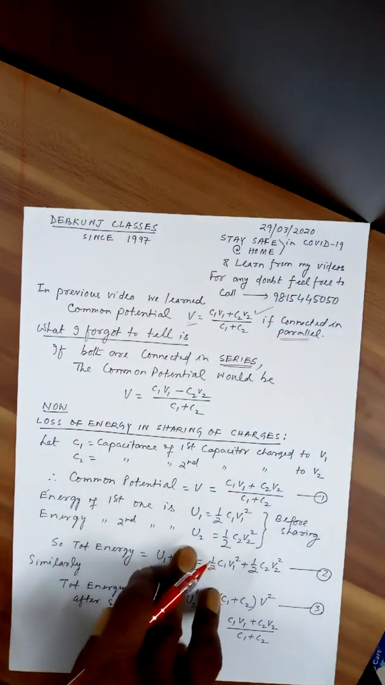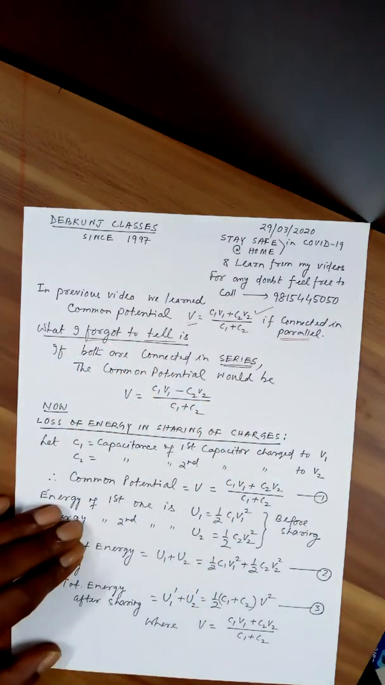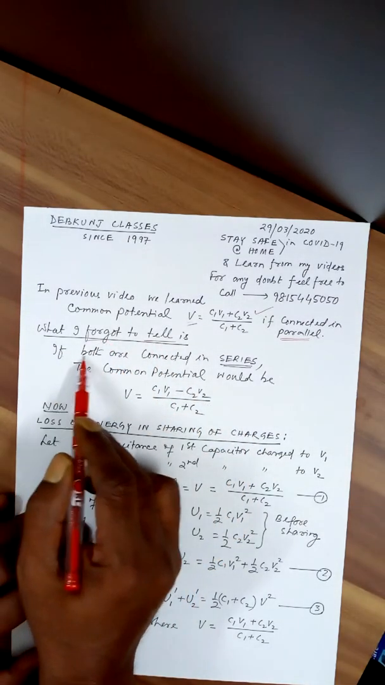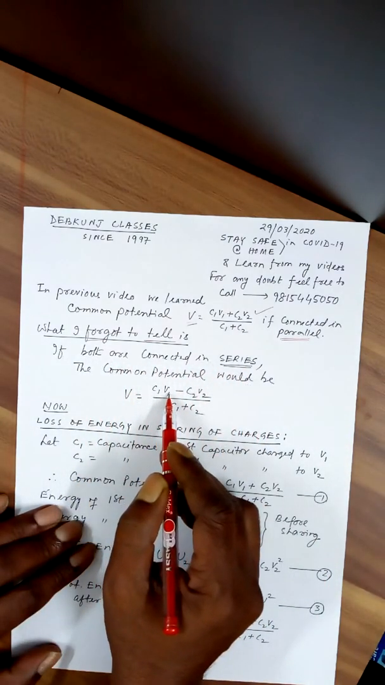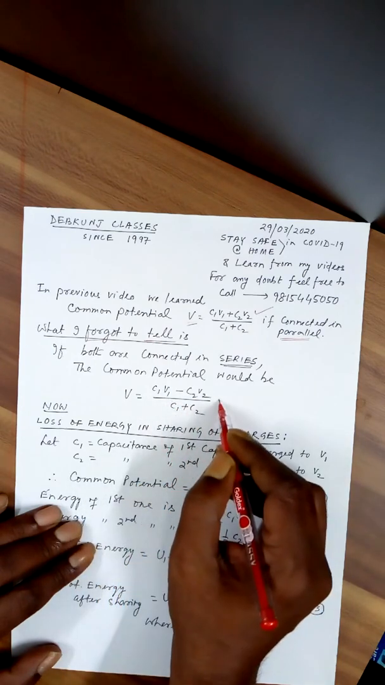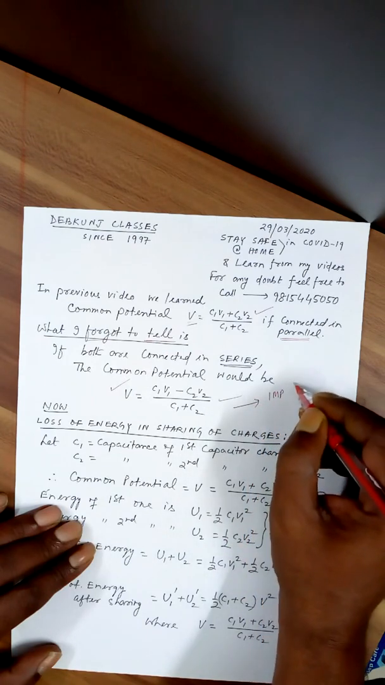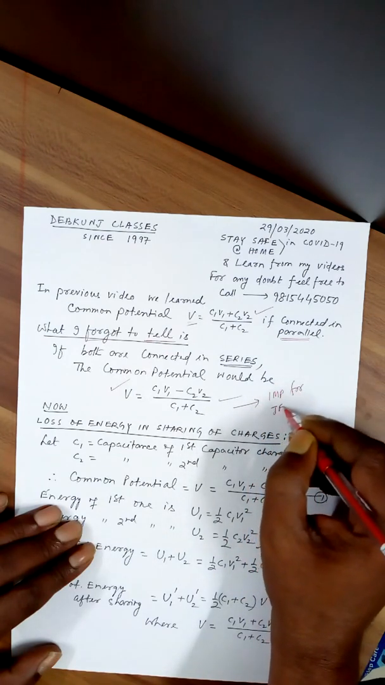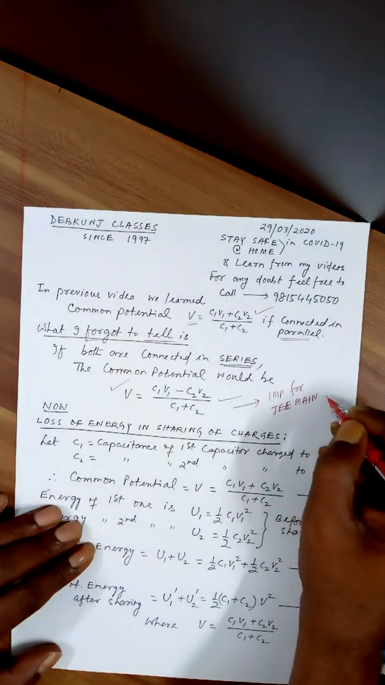One thing I forgot to tell: if both are connected in series, the common potential would be C1 V1 minus C2 V2 divided by C1 plus C2. Okay. It's important for JEE Main in India.